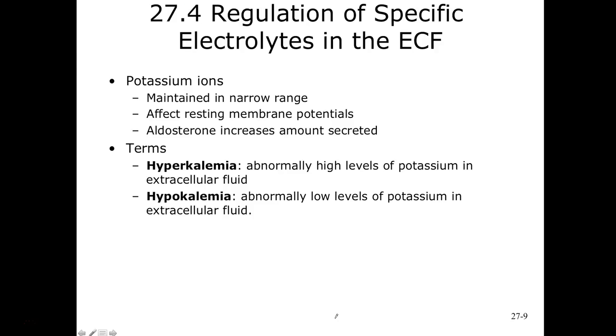So now we are going to move into our potassium ions. Okay, so now with our potassium ions, this is maintained at a very narrow range. It is going to be at 3.9.